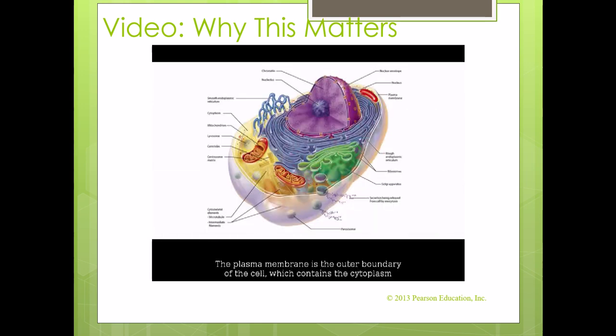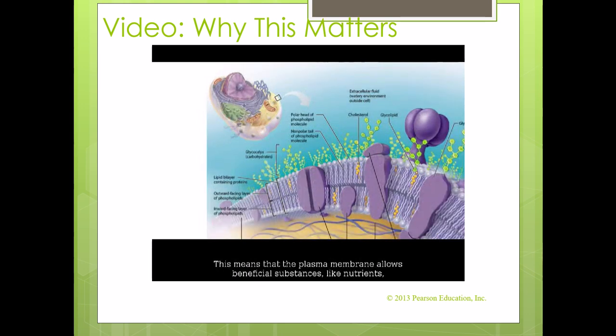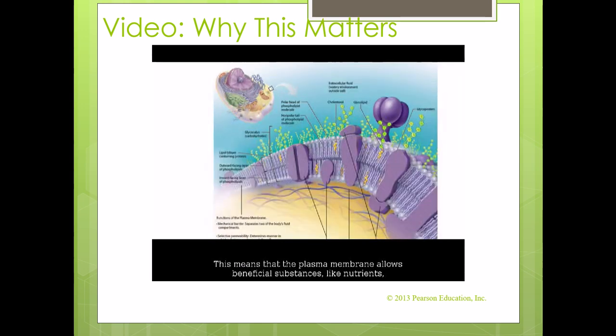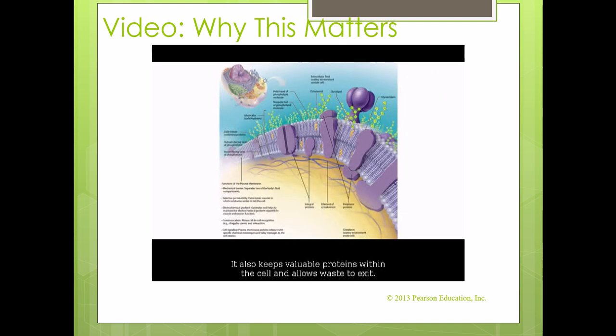The plasma membrane is the outer boundary of the cell, which contains the cytoplasm, and the nucleus, the cell's control center. The plasma membrane of a healthy cell is a selectively permeable barrier. This means that the plasma membrane allows beneficial substances like nutrients to enter and remain in the cell, while keeping undesirable substances out of the cell. It also keeps valuable proteins within the cell and allows waste to exit.